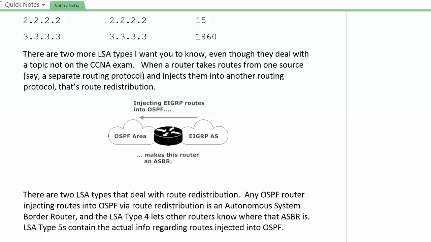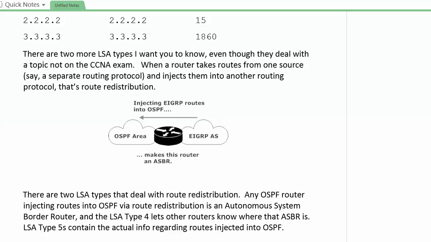LSA type 5s contain the actual information regarding the routes that are injected into OSPF. I don't think you'll see those 2 on your NA exam, but you should know about those for a job interview. You shouldn't know what LSAs 1, 2, and 3 are and not know what 4 and 5 are. So again, LSA type 4 lets all the routers know where the ASBR is. The type 5s contain the actual information regarding the routes injected into OSPF.